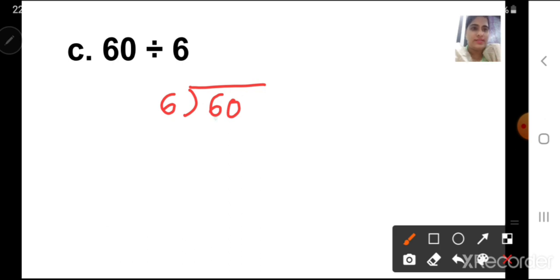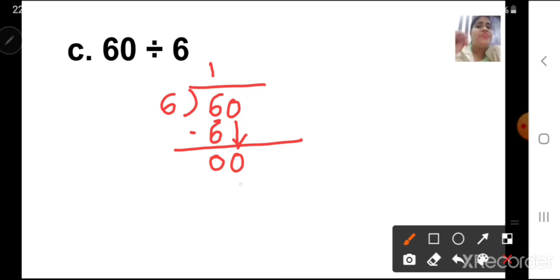First we will take number 6. In 6 table, will this number 6 go? Yes, it will go. It will divide. By what? 6 ones are 6. So we will write here 6 ones are 6. Put a subtraction sign and then subtract it. 6 minus 6 is equal to 0. Now here you can see there is one more number remaining, which is 0. This number will come down. The next step is the next number will come down, 0.